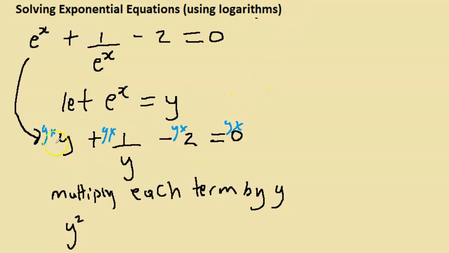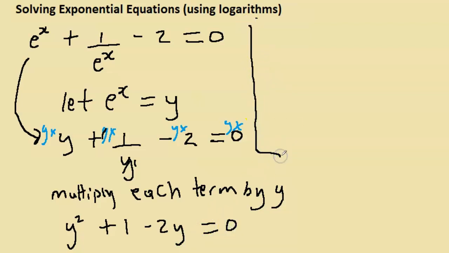Good? So we end up with y times y is y squared. y times 1 over y, that would be 1, right? y times 2, that's minus 2y. y times 0, well, 0 times any value is 0, right? So notice we end up with a quadratic, which is what we end up with most times when we're doing this type of problem. So we have y squared minus 2y, and I'll put the constant last, the positive 1.